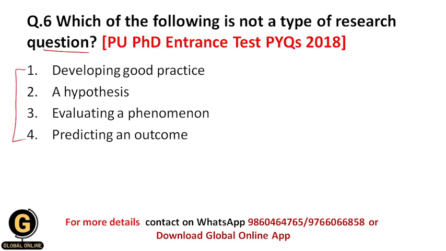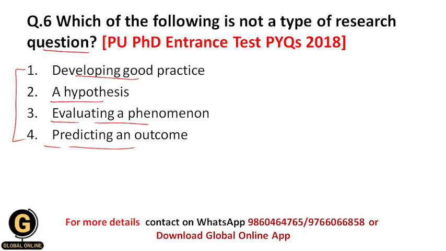Okay, which of the following is not a type of research question? So now from these options, which is the option which is not a type of research question? Developing a good research practice, then a hypothesis, then evaluating a phenomenon, then predicting an outcome. So students, type of research question means a research question itself. Okay, so this could be a research question, and for this research question we have some kind of idea in our mind and we need to solve this research question through different research methods.